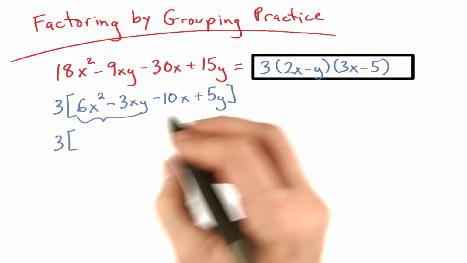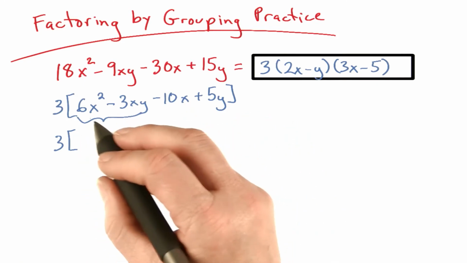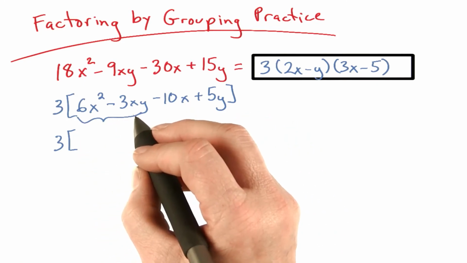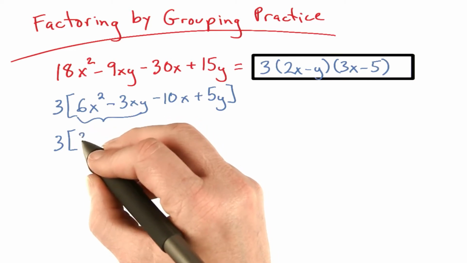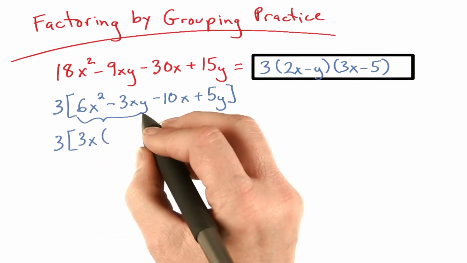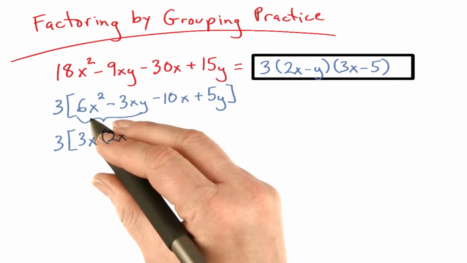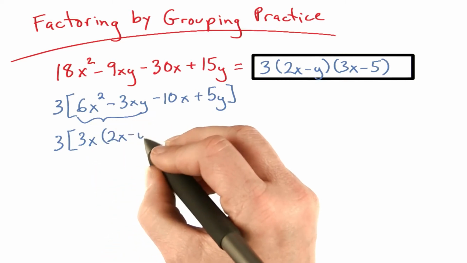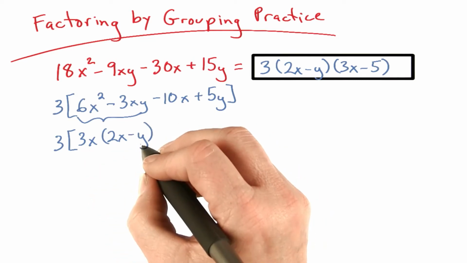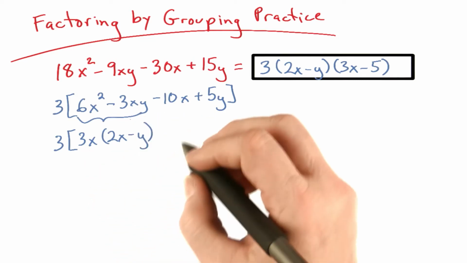When I factor by grouping, I want to find the GCF of the first 2 terms, which is 6x squared minus 3xy. The GCF of these first 2 terms is 3x. When I factor a 3x out, I'm left with 2x minus y. 3x times 2x is 6x squared. 3x times negative y gives me negative 3xy.